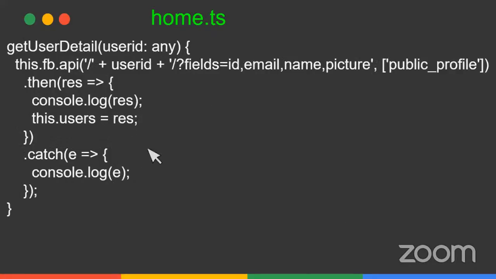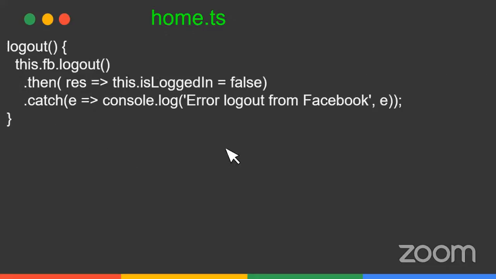And yes, get user details. Here also, this is the Graph API that will be called, passing in the ID, the email, the name, and the picture. If you are logging in with it, it has to pick your ID, email, name, and picture. So this function or method actually gets your data if it is successful. Next, if it is not, it logs out an error.